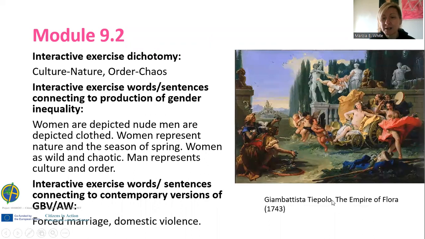Giambattista Tiepolo, The Empire of Flora. Women are depicted nude, men are depicted clothed, they are wearing clothes. So women represent nature, and the season of spring, and they are wild and chaotic. Men are represented as cultured and ordered. In this painting, we have forced marriage and the issue of domestic violence.